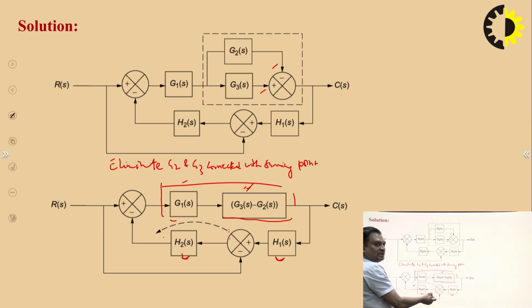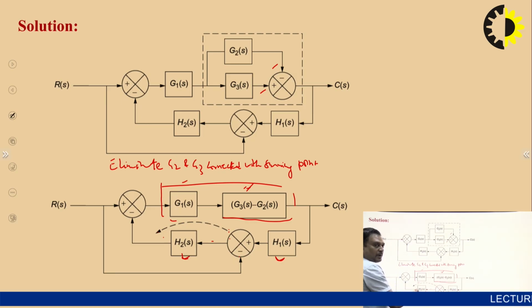Why I am saying after the block H2? Because the signal is traversing in this direction only. Okay, that's why I am saying that we are moving the summing point after the block H2.